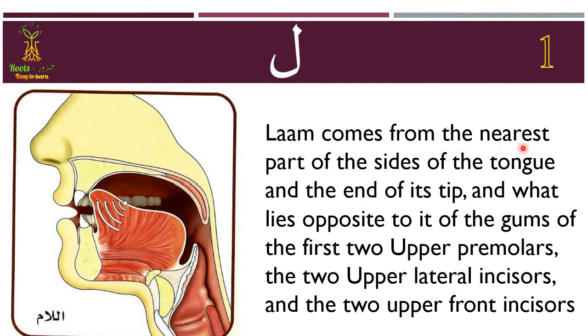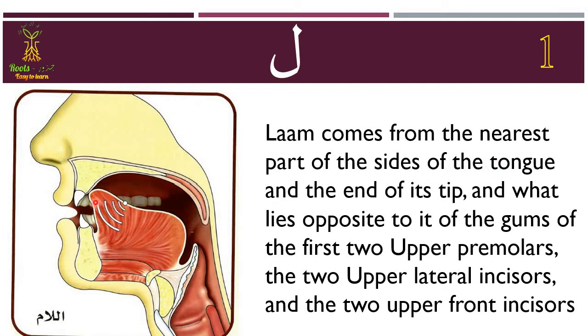So, our first letter today is Laam. The articulation point of it, as you can see here, is the nearest part of the sides of the tongue and the end of its tip, and what lies opposite to it of the gums of the first 2 upper premolars, and also the 2 upper lateral incisors and the 2 upper front incisors.